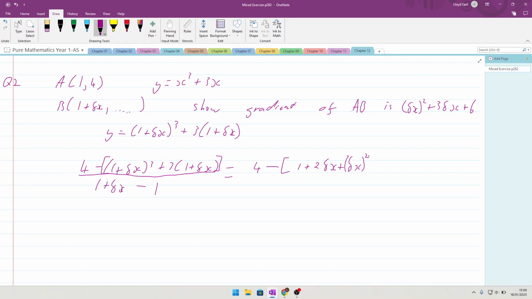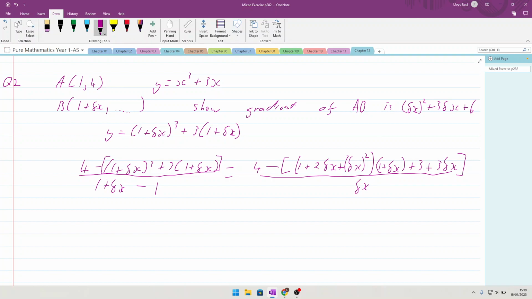Delta x squared. Okay, and that all still needs to be multiplied by 1 plus delta x, like so, plus 3 plus 3 delta x. And that's still all divided by, the 1 and the minus 1 cancel, delta x.